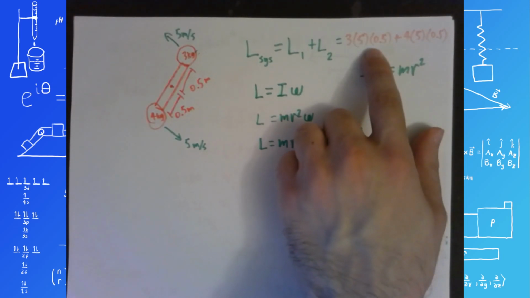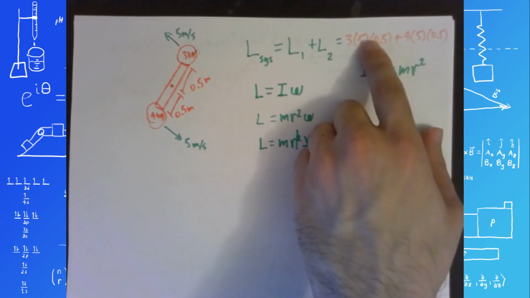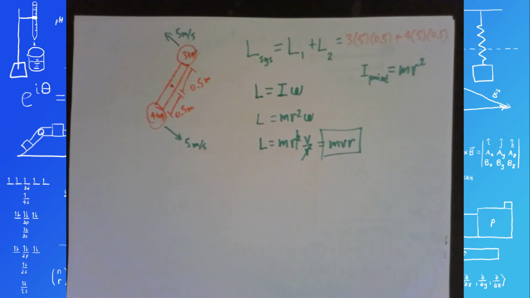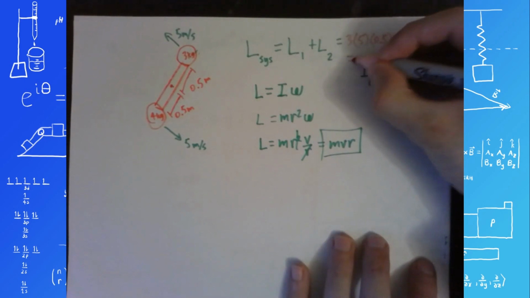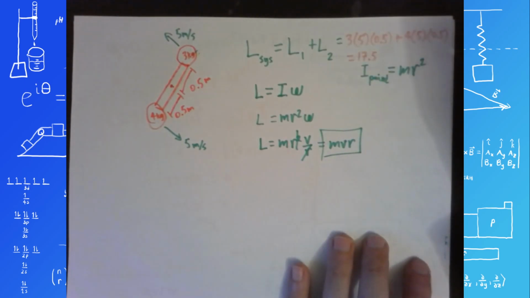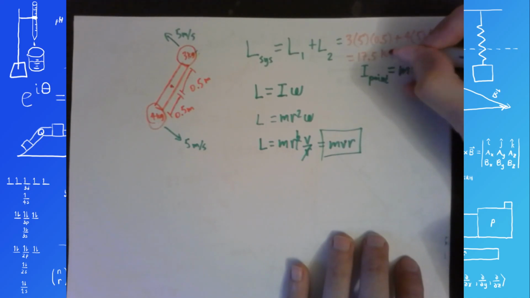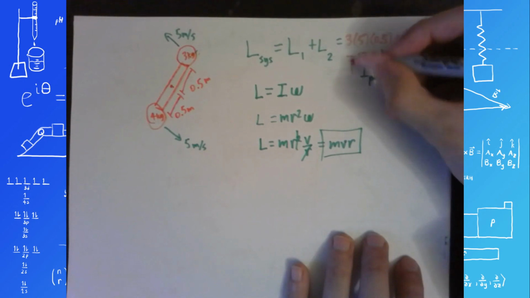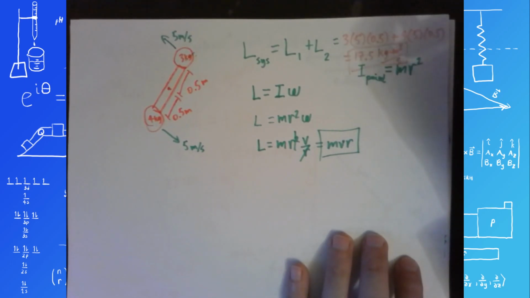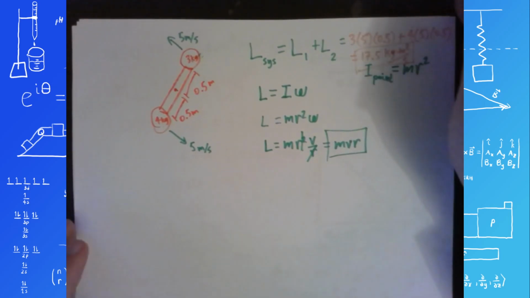5 times 0.5 is 2.5. So 3 times 2.5 plus 4 times 2.5 is 7 times 2.5. 7 times 2.5 is 14, 3.5, so 17.5. 17.5 what? Let's see, that would be kilograms times meters per second times meters. That's kilogram meters squared per second. 17.5 kilogram meters squared per second.